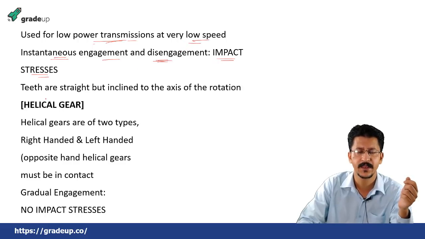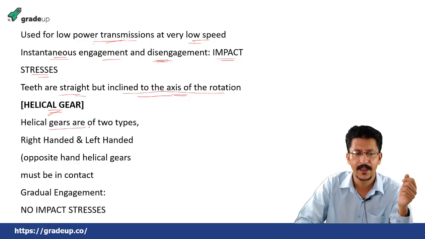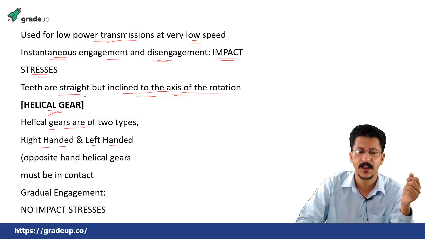Then the next is, if the teeth are straight but they are inclined to the axis of rotation, they are known as helical gears. If the teeth are straight and parallel to the axis of rotation, that was spur gear. But if the teeth are straight but inclined to the axis of rotation, they are known as helical gears. And helical gears are of two types. One is right-handed and the other one is left-handed.